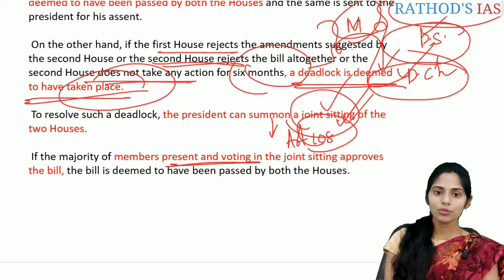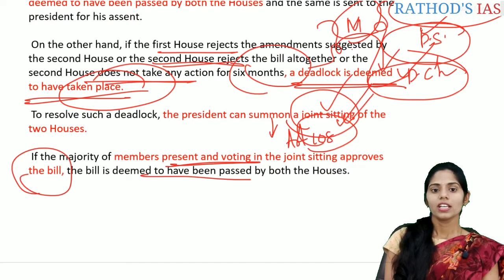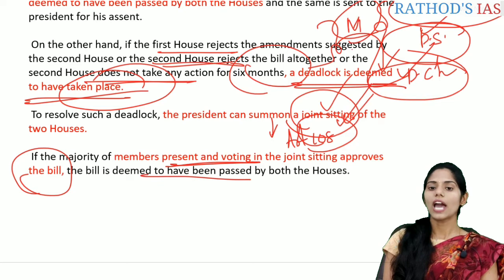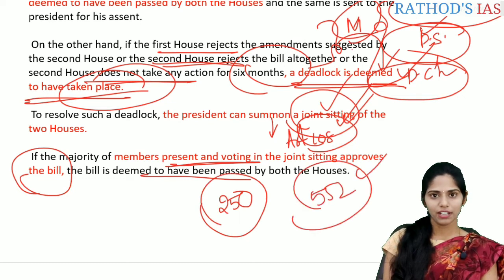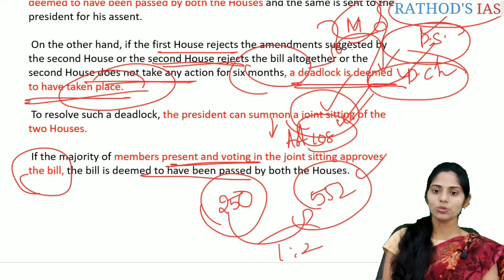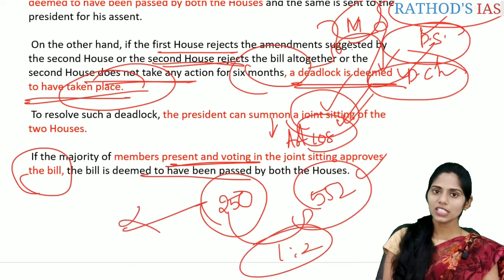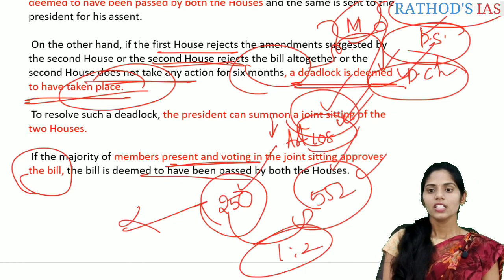Okay. And the next one is, if the majority of the members who are present and voting in the joint sitting approves the bill, then the bill is deemed to have been passed by both the Houses. If you see the strength of the Rajya Sabha, it is 250 and the strength of the Lok Sabha is 552, for example. So it is in a 1:2 ratio. Whenever a joint sitting happens, the 1:2 ratio is already present.